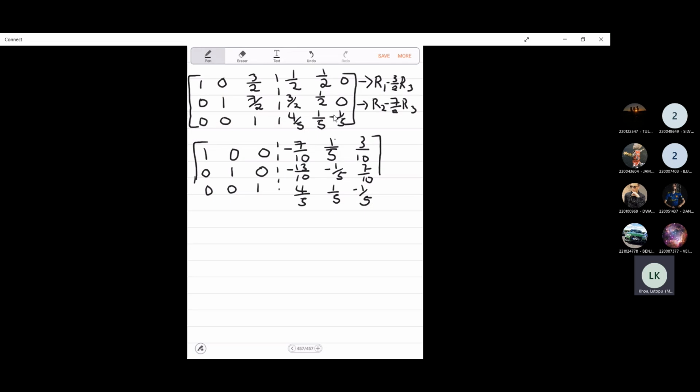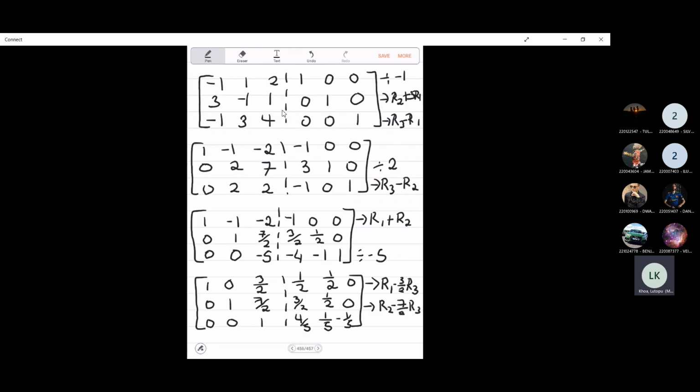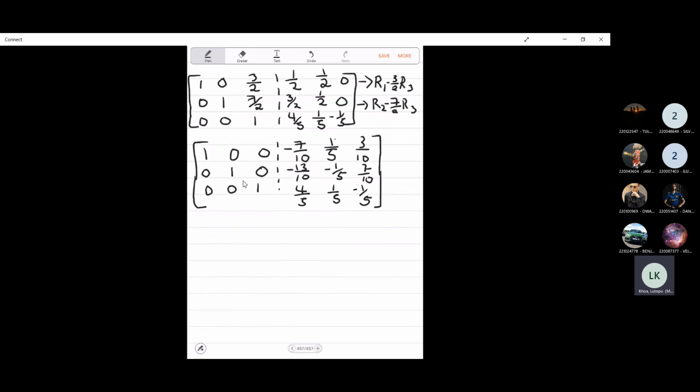So that is what we've got. So you can see where we started. We had our identity matrix on this side. We performed Gauss elimination, and now we have the identity matrix on this side. So once you have the identity matrix on this side, you stop, and then this matrix on this side is your inverse.